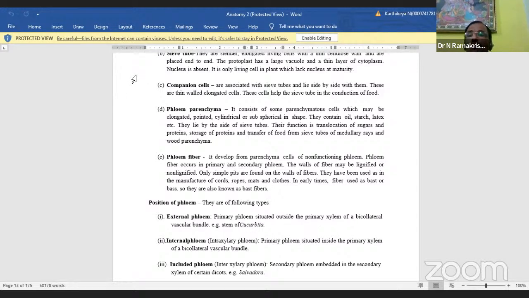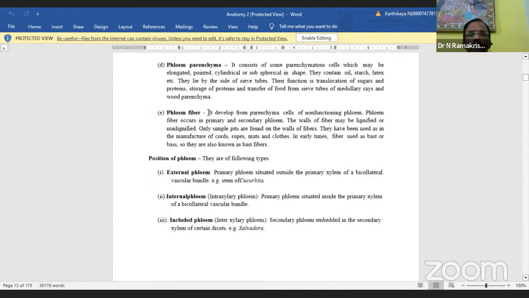These phloem fibers give mechanical support. It gives the mechanical support. So this is phloem fibers. So these are all the types of phloem elements.